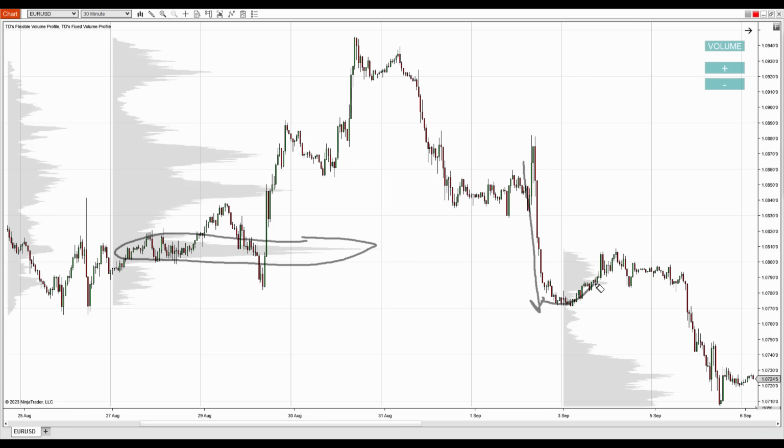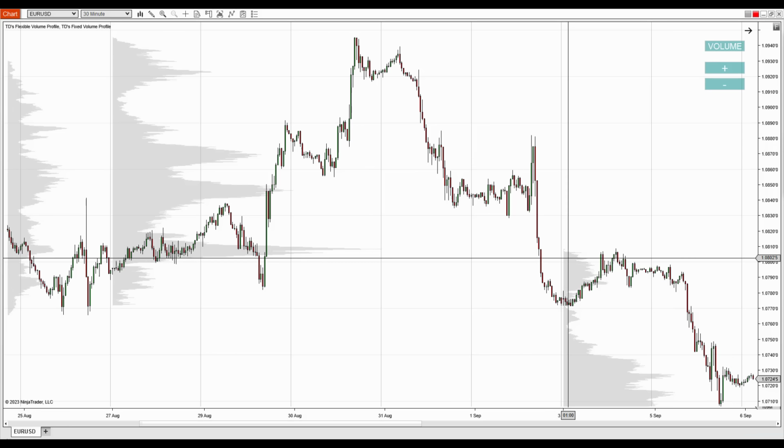Chances are they'll want to test the point of control. Huge liquidity is usually there. So they take that liquidity and boom, push the price downwards again. So that's another way how to use the volume profile.